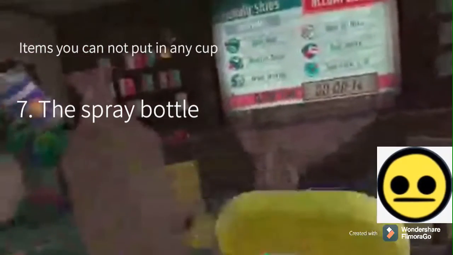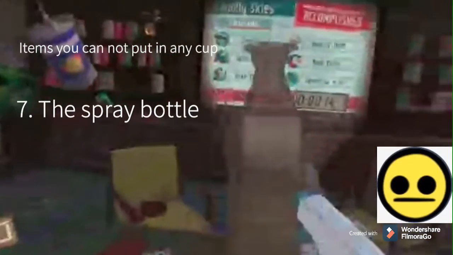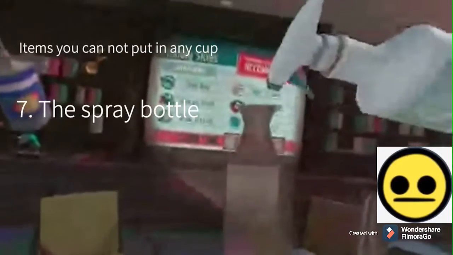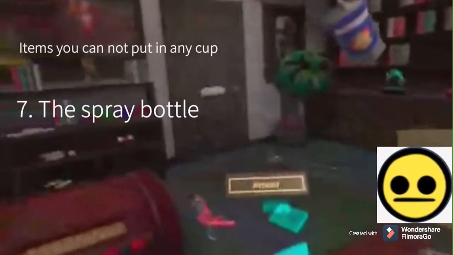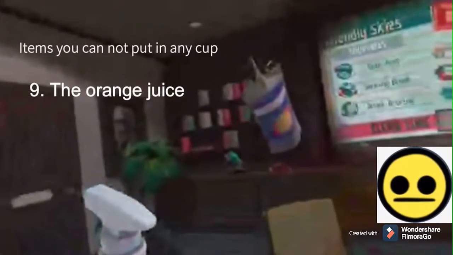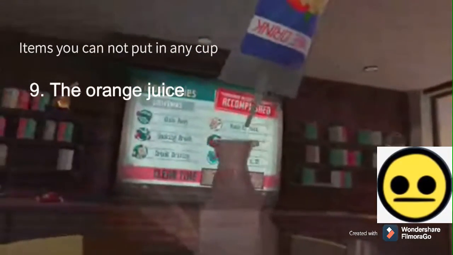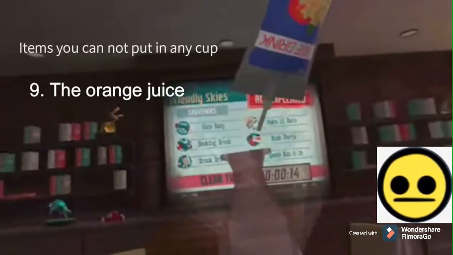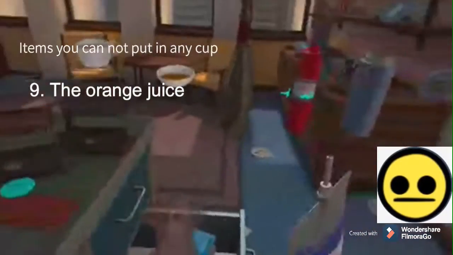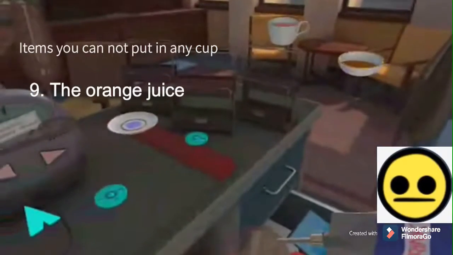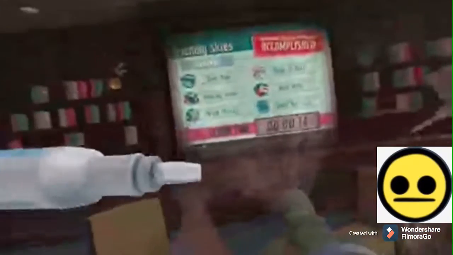Apparently it's just a particle effect, and the same goes for the orange juice. I thought this would definitely work, but apparently when squeezing it, it's also only a particle, not considered a liquid. These I find interesting, that they don't work.